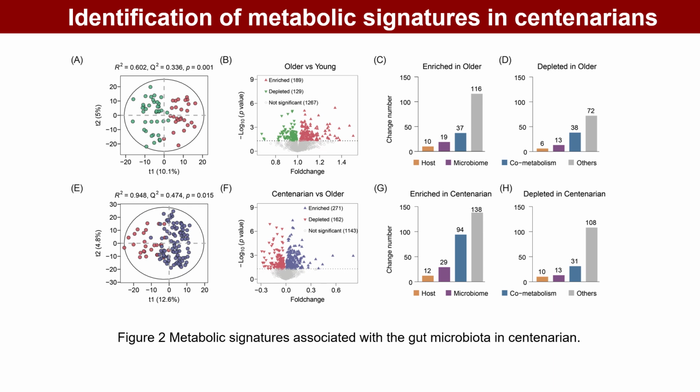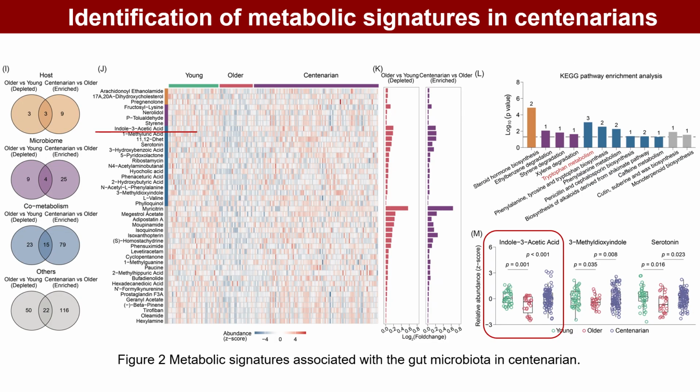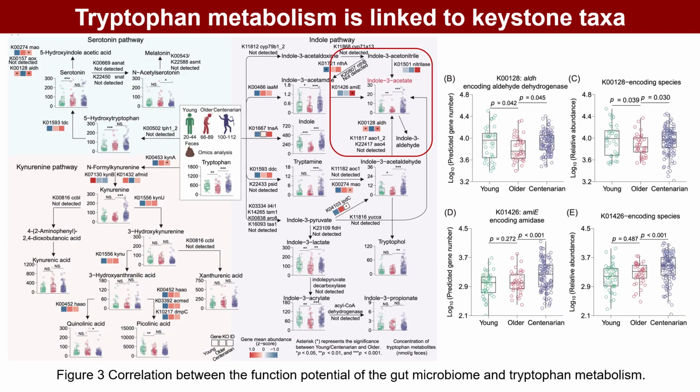Compared with the older group, centenarians exhibited a markedly differential metabolome. Notably, centenarians exhibited higher levels of indole-3 acetic acid, IAA, 3-methyldioxindole, and serotonin than those in feces of older individuals. Targeted quantification showed that centenarians exhibited significantly higher levels of fecal indole metabolites including indole-3 acetamide, indole, tryptamine, IAA, indole-3 acetaldehyde, indole-3 lactate, and indole-3 acrylate in feces than the relatively older group.